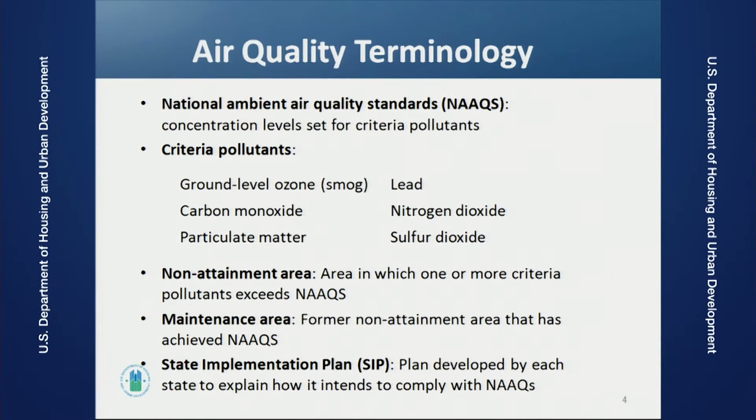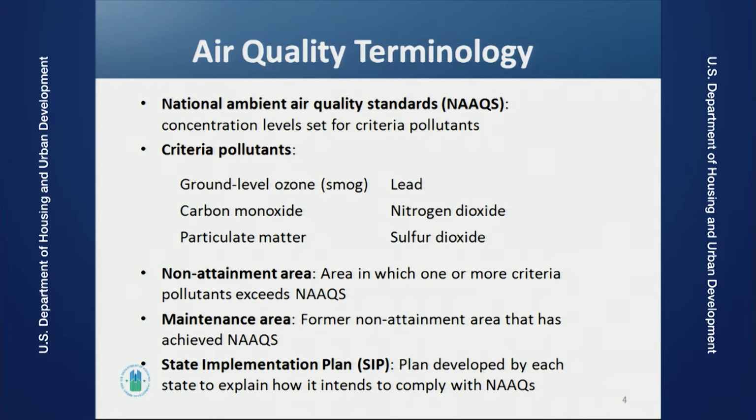There's a lot of complicated terminology in the Clean Air Act, so we'll go through that really quickly. There are 6 criteria pollutants that are regulated under the Clean Air Act. These are ground level ozone or smog, carbon monoxide, particulate matter, lead, nitrogen dioxide, and sulfur dioxide, all things that you really don't want to be breathing in. So for each of these 6, the EPA sets National Ambient Air Quality Standards, or NAAQS, which are limits on the acceptable concentration level for each pollutant.